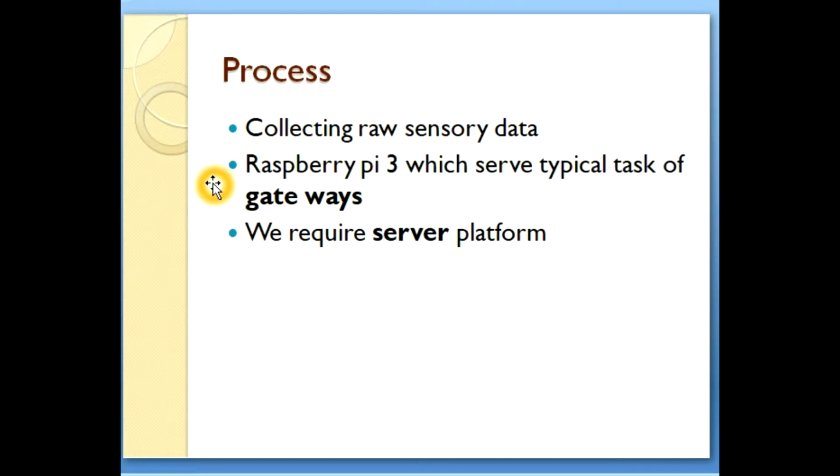Now we go to the process. For the process, we will collect raw sensory data using a Raspberry Pi 3. We solve typical tasks of gateways. We require server platforms.